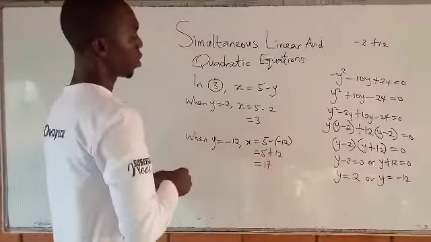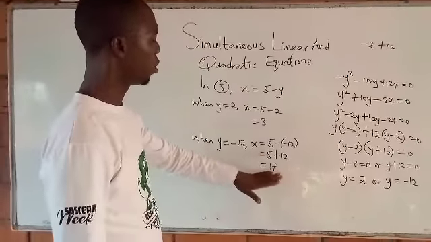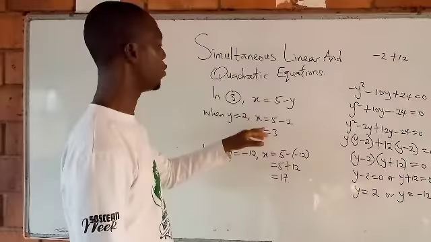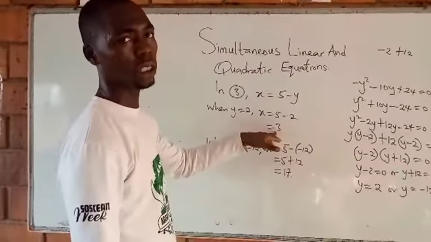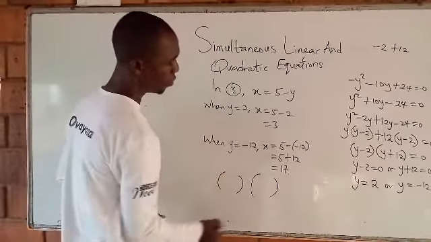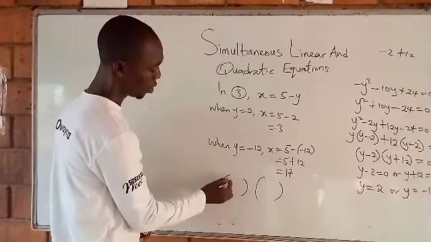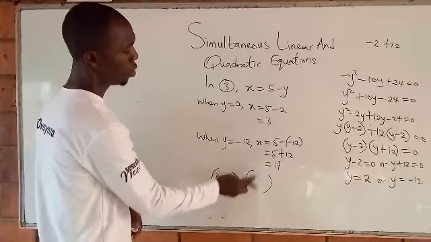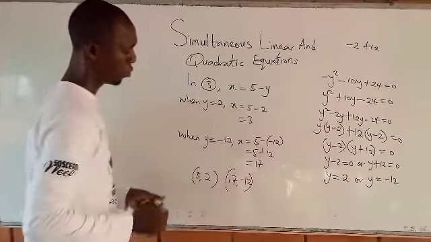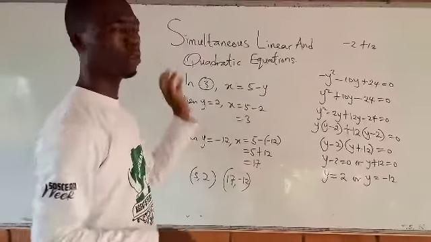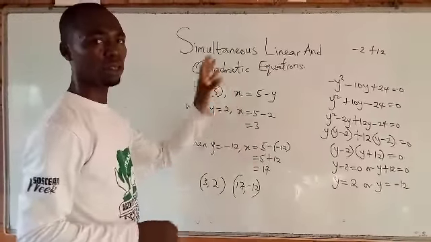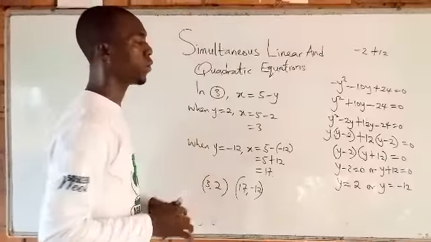So y equals minus 12, x equals 17. When y is 2, our x is 3. And we can give these answers in coordinate form. You know that x and y format. When x is 3, y is 2. And when x is 17, y is minus 12. So we can as well check in the equation to see if these values are actually correct by putting them back into the equation to confirm. Thank you.